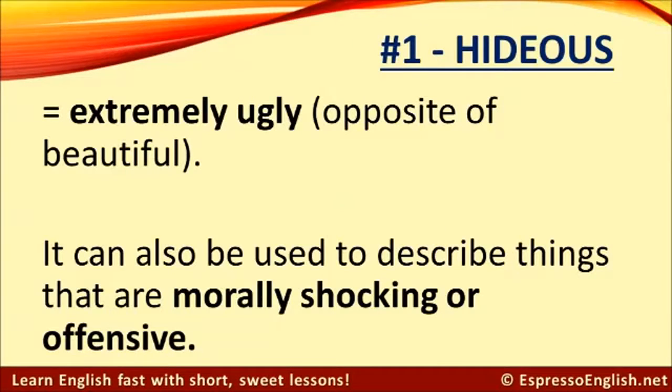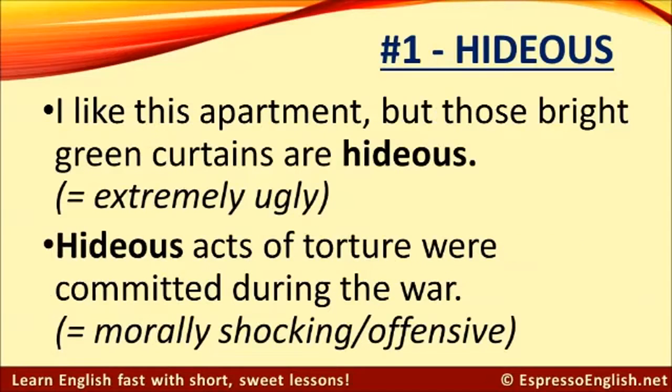Number 1. Hideous. Hideous means extremely ugly, the opposite of beautiful. The word hideous can also be used to describe things that are morally shocking or offensive. For example, I like this apartment, but those bright green curtains are hideous. In this sentence, hideous means extremely ugly.